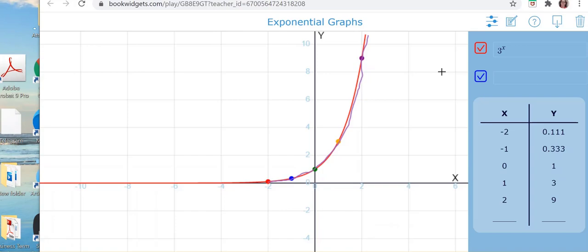Now what I need to do is talk about the range and the domain. So the domain, this is all the x values.